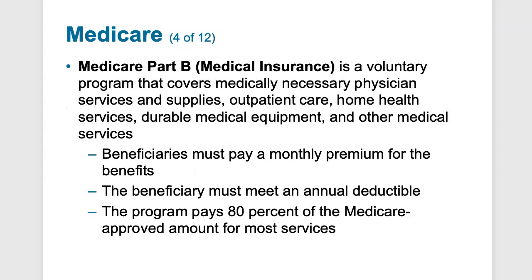And switching over to Medicare Part B, this is the medical insurance that's going to cover your general doctor, your outpatient care, your home health services, medical equipment, other medical services. So this is pretty much everything outside the hospital. So you pay a monthly premium for these benefits, and they must meet an annual deductible. And the program is going to cover 80% of the Medicare approved amounts for most services listed.